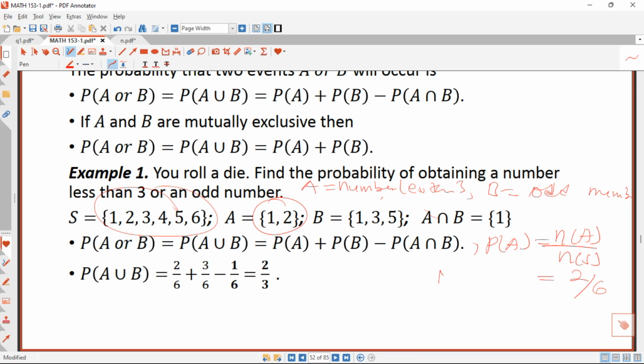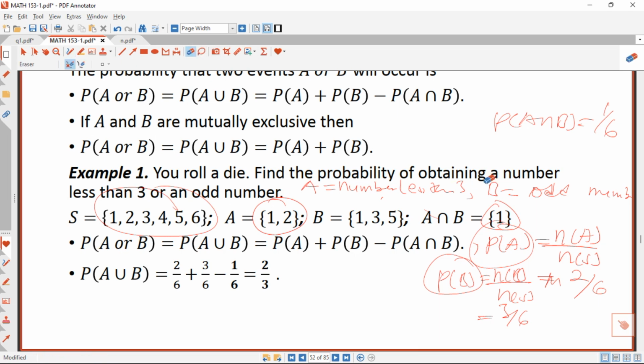What about probability for B? Probability of B is number of B divided by number of the sample space. We are just counting the number in B. The number in B is 3, and the sample space is 6. So right now we have probability of B, probability of A. What is probability of A intersect B? We have only one element here, so that gives us 1 divided by 6.